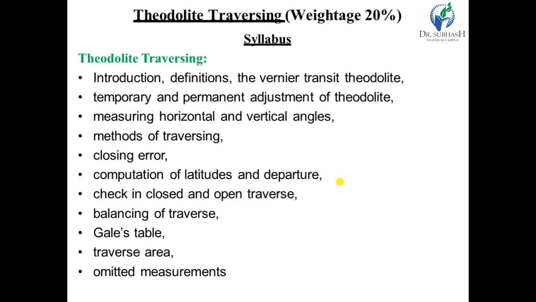Now, as per our GTU syllabus, some topics have been introduced by our Gujarat Technological University for theodolite traversing. First is the introduction, definition, vernier, transit theodolite, and different types of adjustment used to set up the theodolites and measure horizontal and vertical angles, methods of traversing, closing error, and computation of latitude and departure, and various checks for closed and open traverses, and how we can balance or mitigate the error during the surveying work by balancing of traverses.